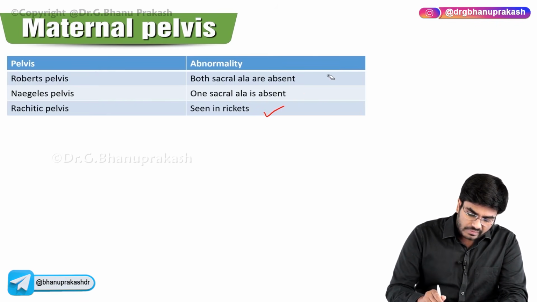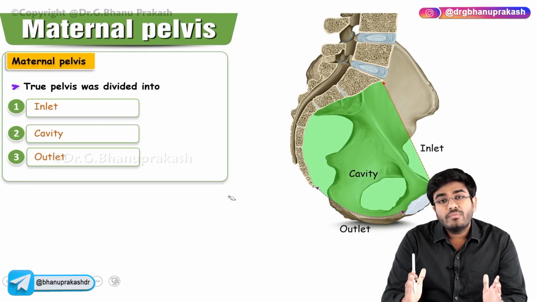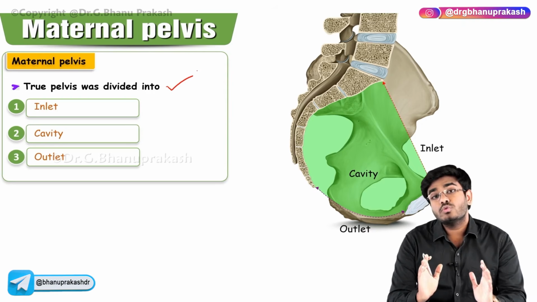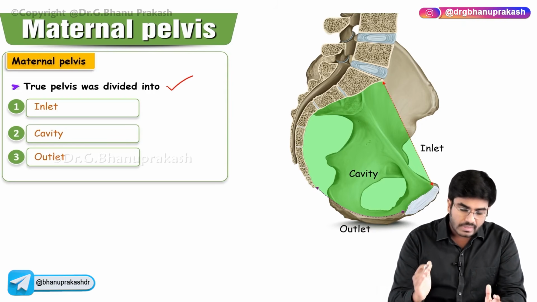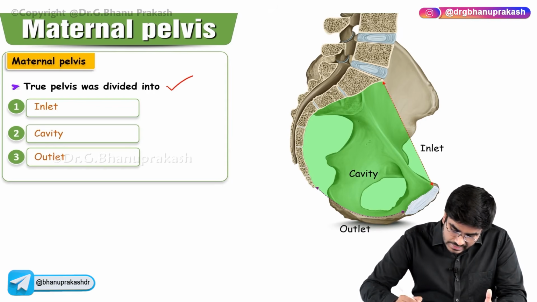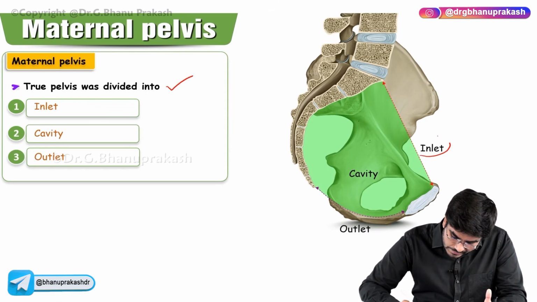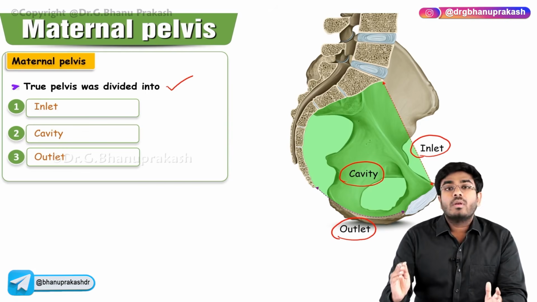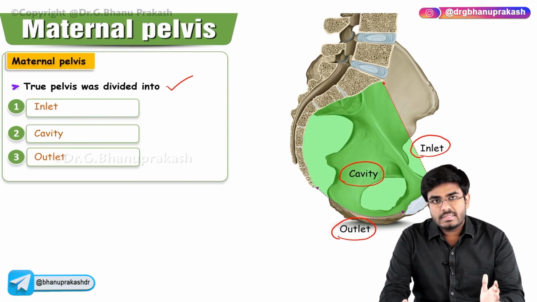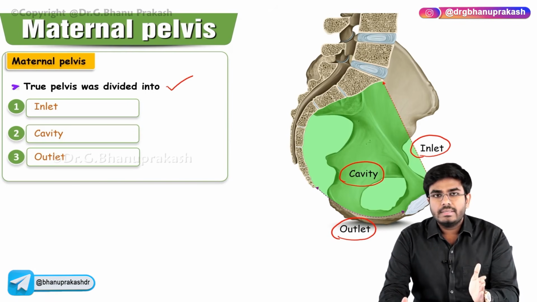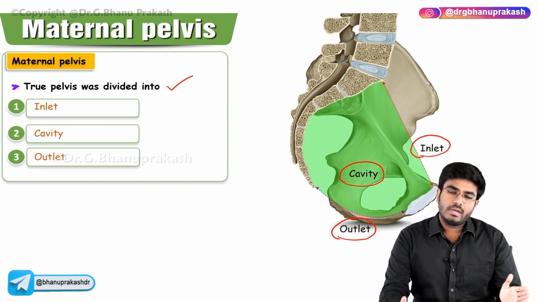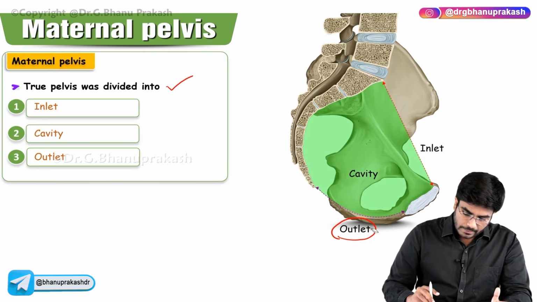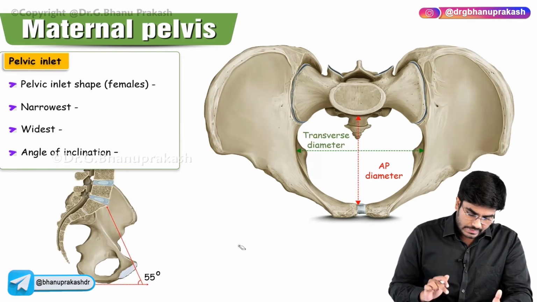After seeing abnormal pelvis, let's see the different parts of the true pelvis. Guys, the true pelvis is divided into three parts: the inlet, the outlet, and the cavity. In this lecture, we are going to discuss the inlet, cavity, and outlet, and all the important MCQs that need to be covered will be covered. Now let's begin with the inlet.